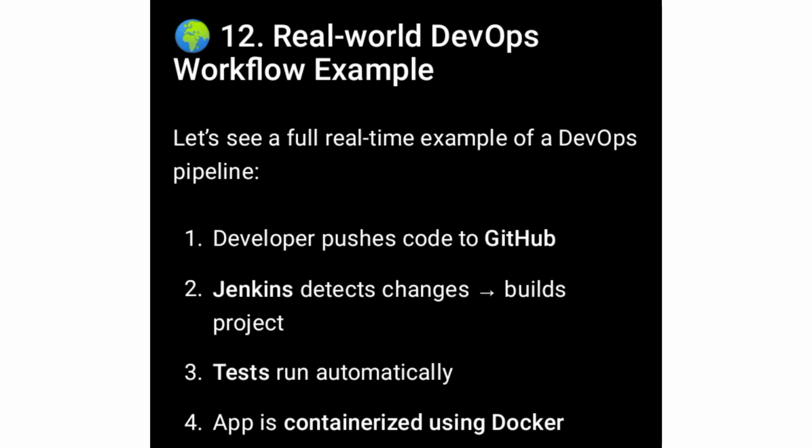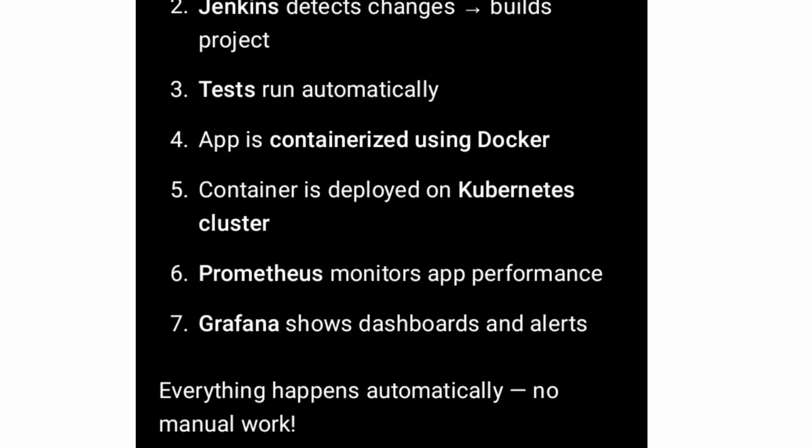12. Real-world DevOps workflow example. Let's see a full real-time example of a DevOps pipeline. 1. Developer pushes code to GitHub. 2. Jenkins detects changes and builds the project. 3. Tests run automatically. 4. The app is containerized using Docker. 5. The container is deployed on a Kubernetes cluster. 6. Prometheus monitors app performance. 7. Grafana shows dashboards and alerts. Everything happens automatically, no manual work.